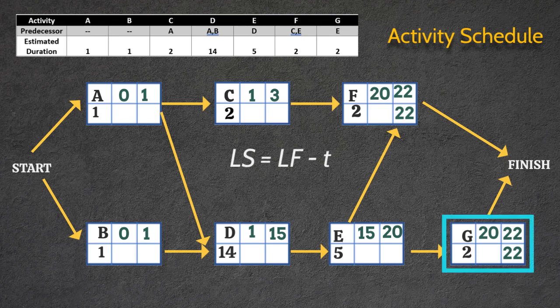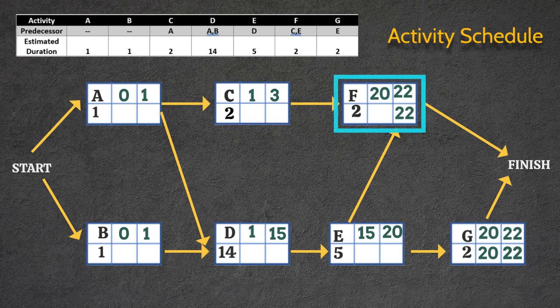Next, to find the latest start times, we will subtract the activity times from the latest finish times. For G we will subtract 2 from 22. This means that the latest start time for activity G will be 20. For F, we will also subtract 2 from 22 to get the latest start time of 20 weeks.